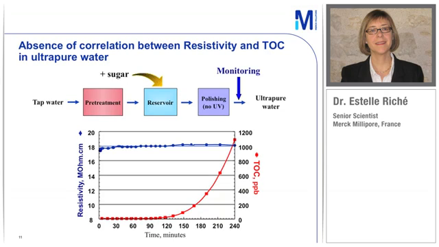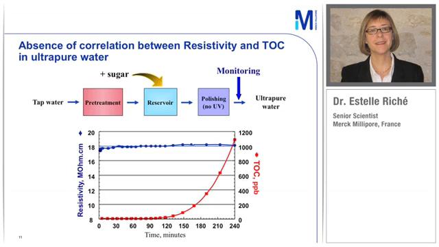It is important, however, to remember that resistivity and TOC values have no correlation. So just because your system displays a resistivity of 18.2 megohm centimeter does not mean that your water is extremely pure. It may contain a lot of organics, but you may not even see that organics are present because resistivity only looks at ions. So this is just a small experiment we did to express this.